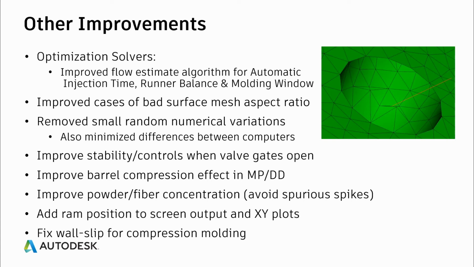There have been some improvements to the calculation of powder and fiber concentration, avoiding some instances of spurious spikes in the values of those quantities. We've added the RAM position as an output result in the screen output and also in XY plots, so that you can view the progression of RAM position during injection and packing phases. And there have been some improvements made to the wall slip calculation so that it's correctly handled during compression molding analyses also.